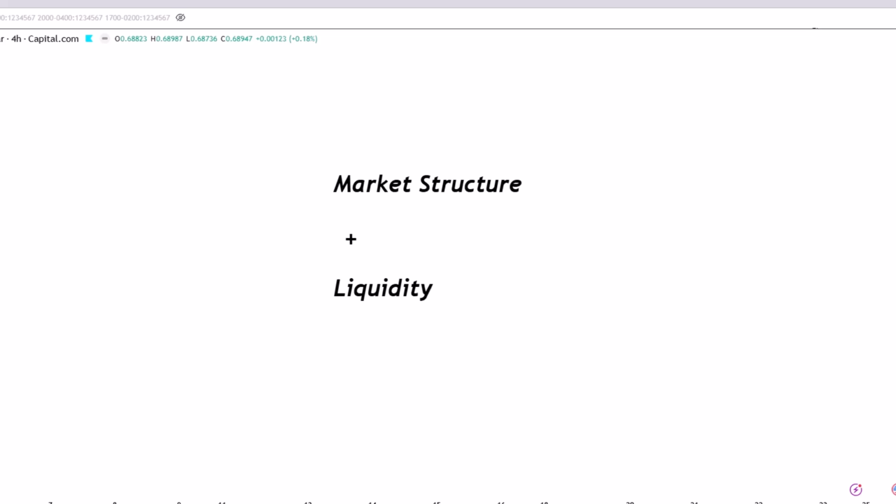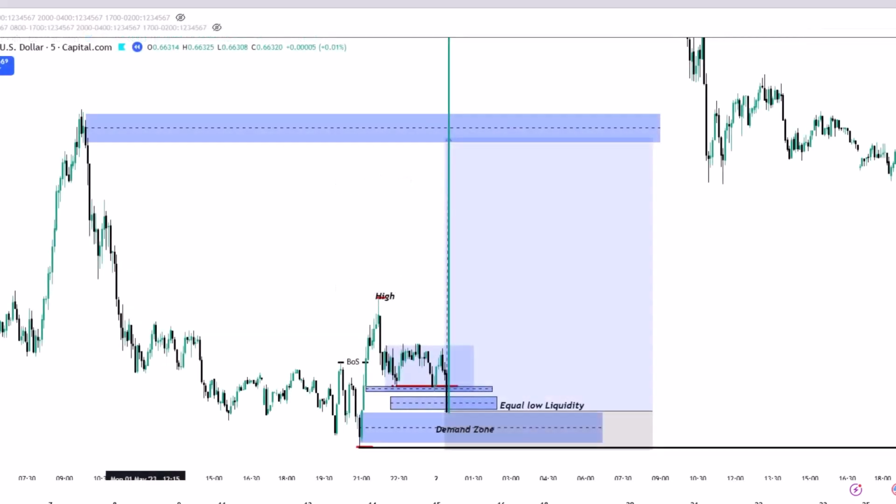Today, we are going to learn about market structure and liquidity entry model. But before we start the video, I want to show you a trade we took on Aussie USD using the simple entry model that you are about to learn. Market structure and liquidity. These two different price action trading concepts, when combined, create one of the best trading setups.